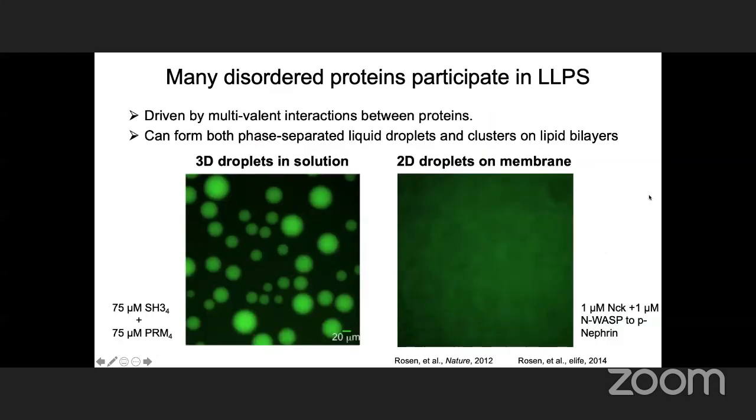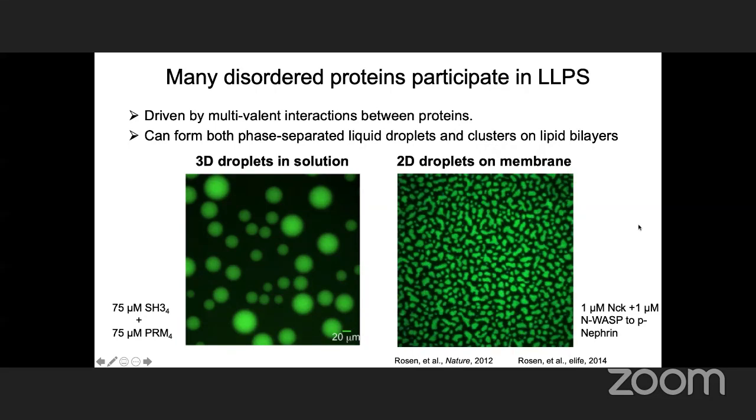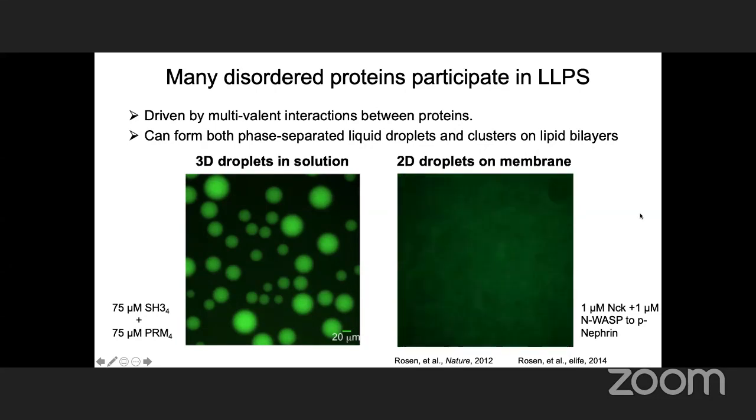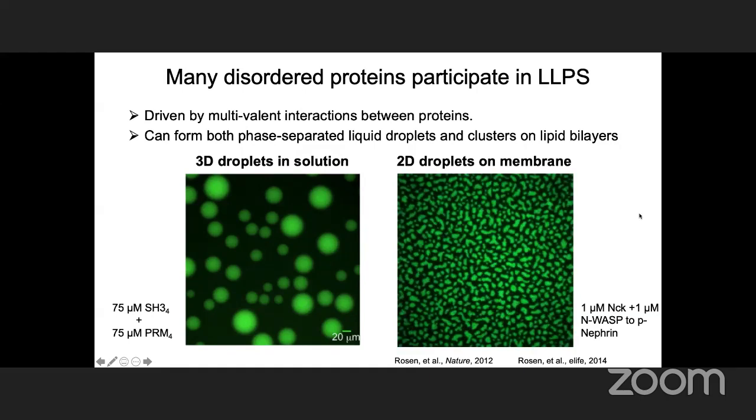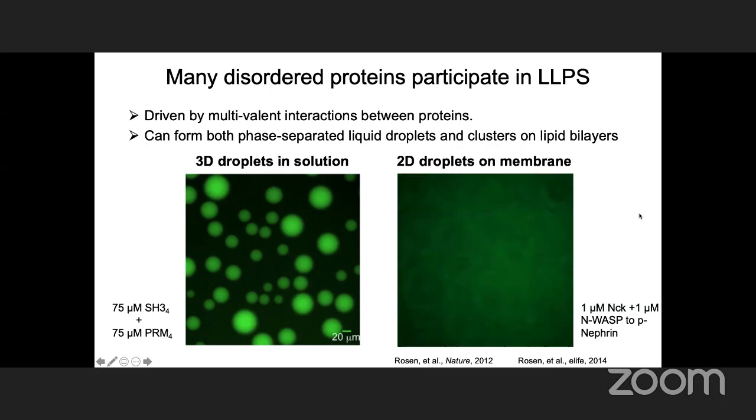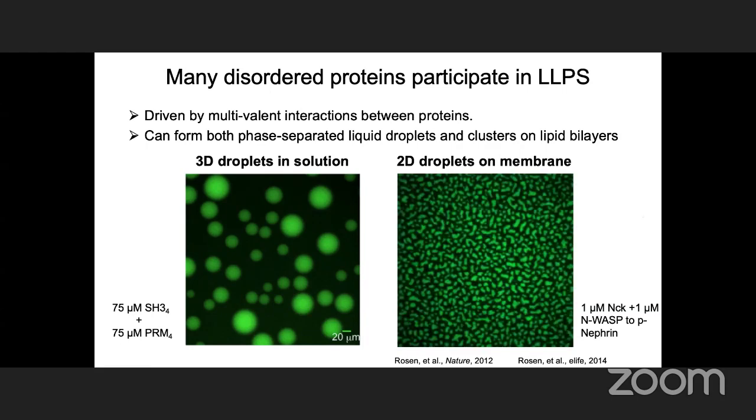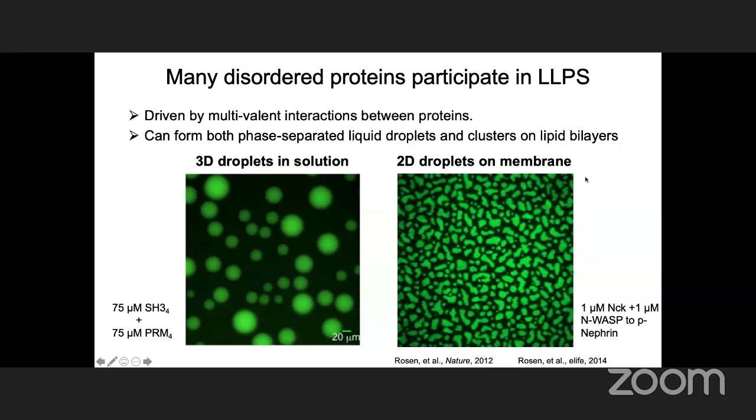One of the most interesting recently discovered behaviors of IDPs is that many of them participate in liquid-liquid phase separation. And phase separation can occur not only in solution, but also on a 2D membrane surface at a lower concentration. This brings us to a question: how will assembly of disordered protein on the membrane surface impact membrane curvature?